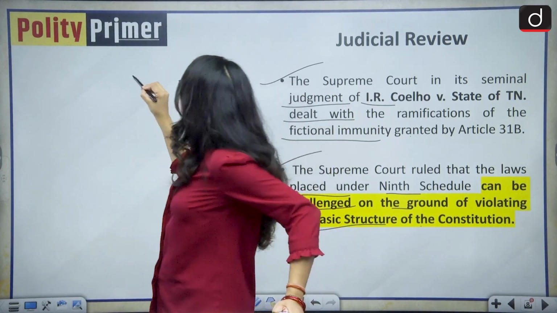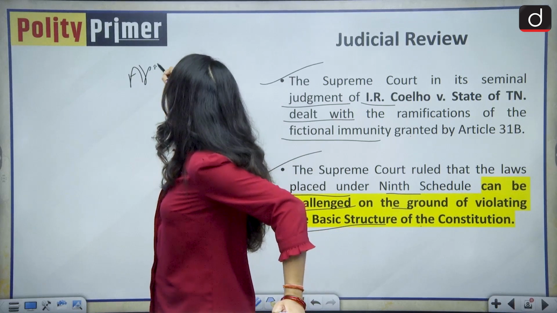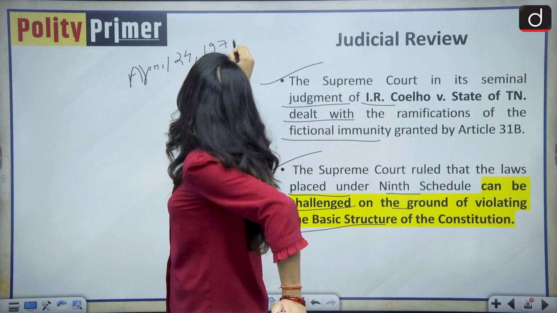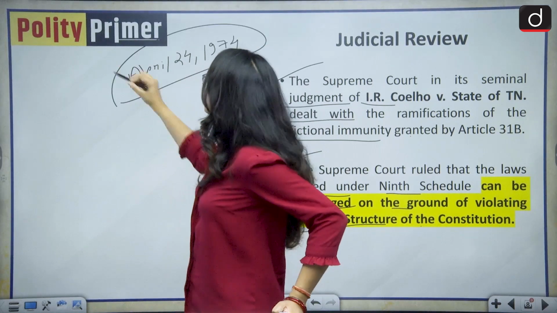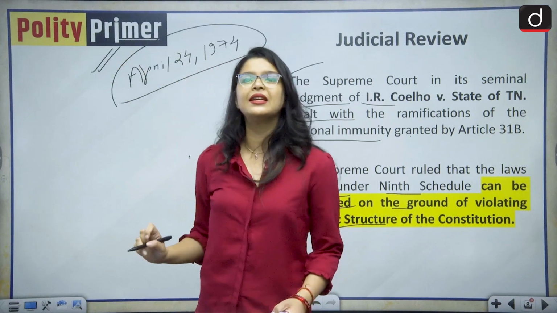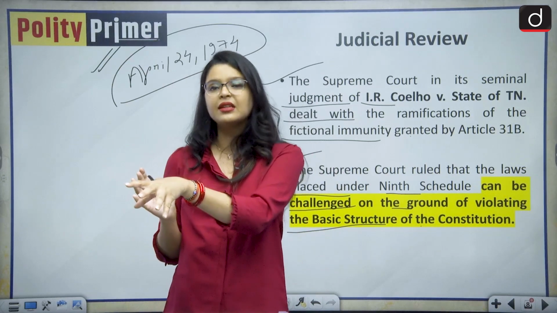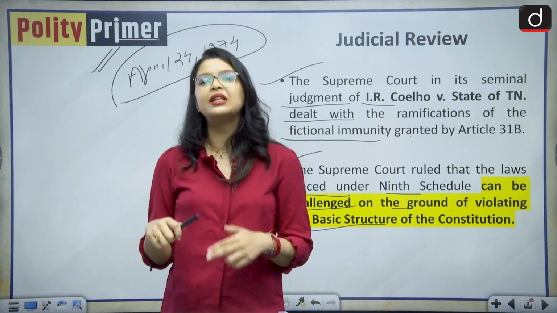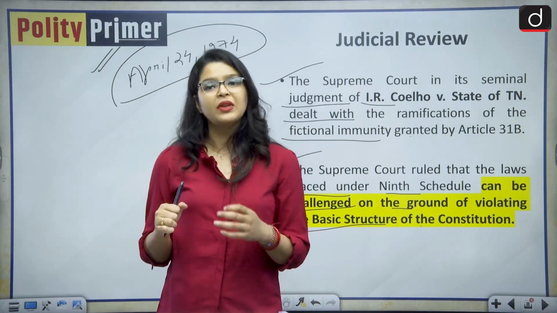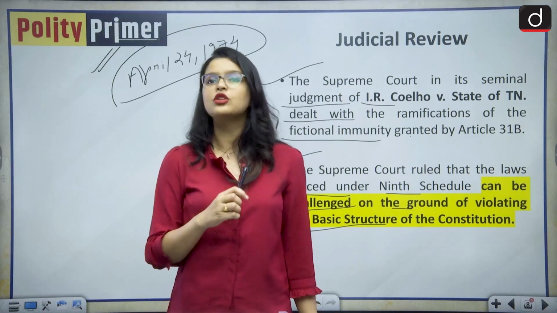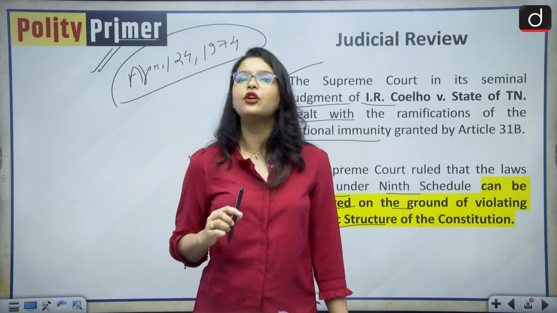So after this judgment, after this date, especially April 24, 1974, which is the date of the Keshwanand Bharti case, any of the laws which are placed in the 9th schedule could be scrutinized by the judiciary under the power of judicial review, and this has been held in the case of I.R. Coelho versus State of Tamil Nadu.